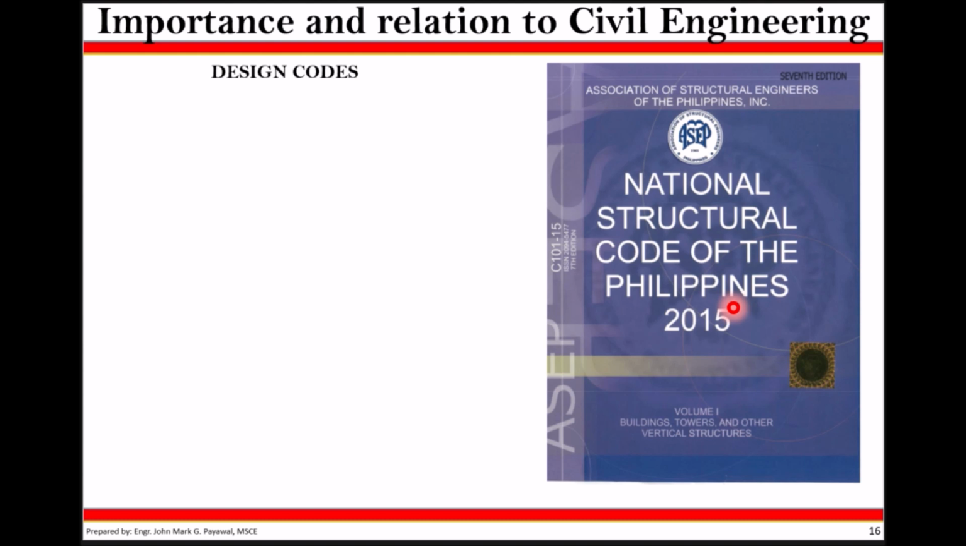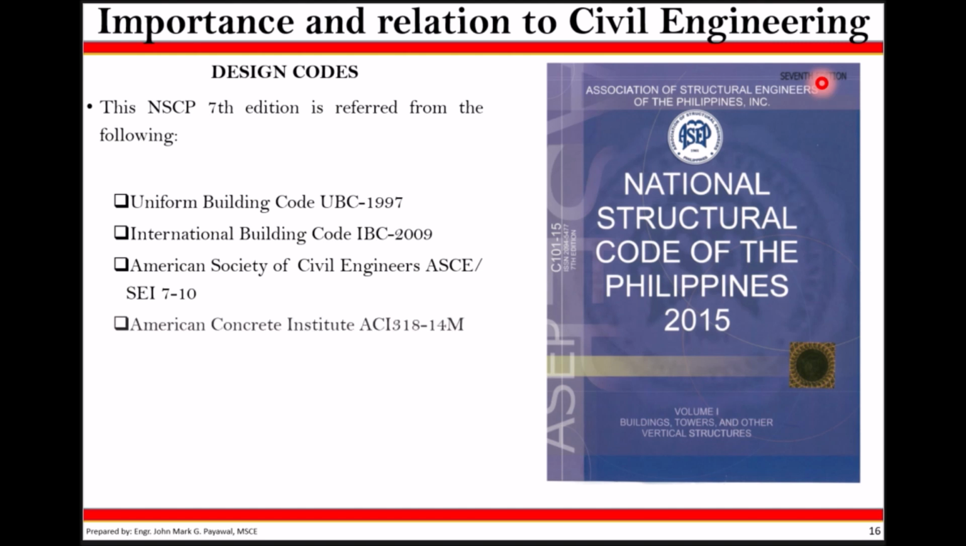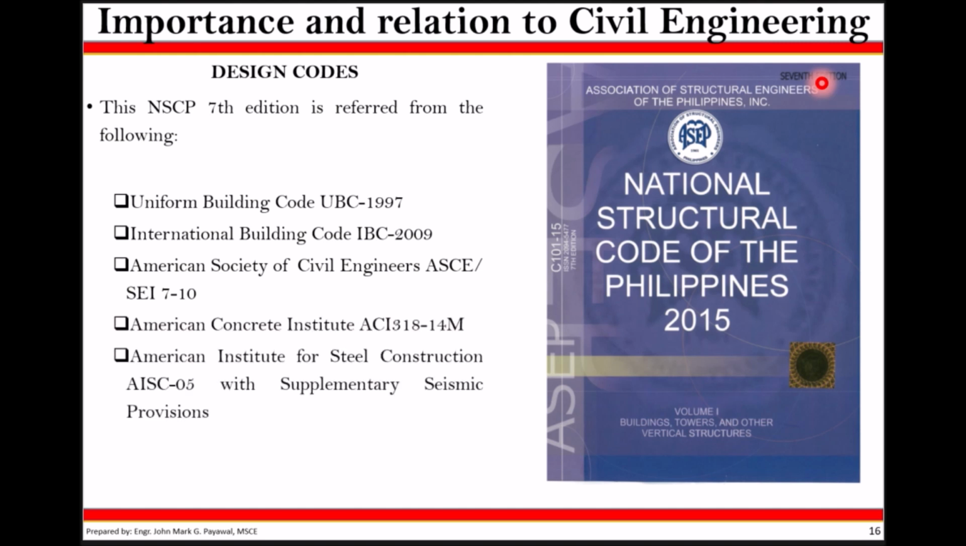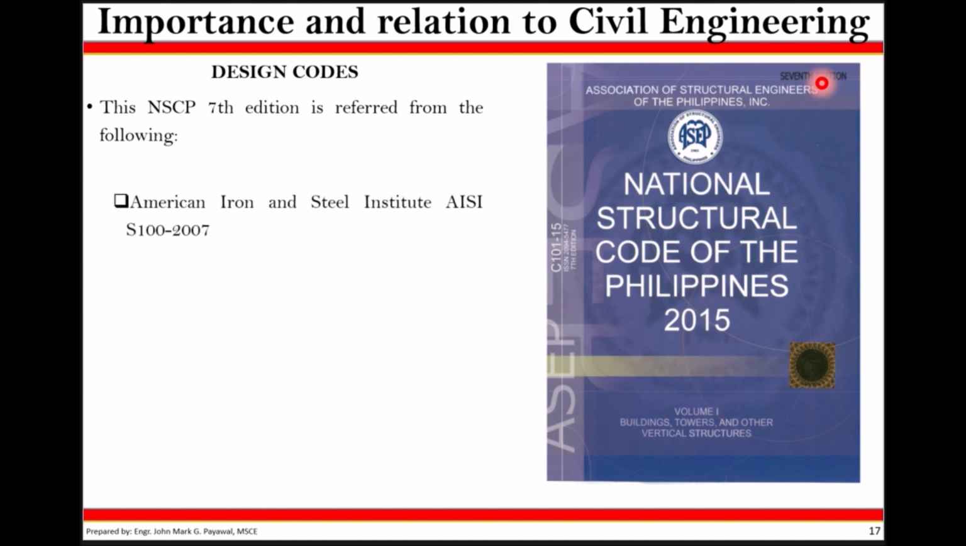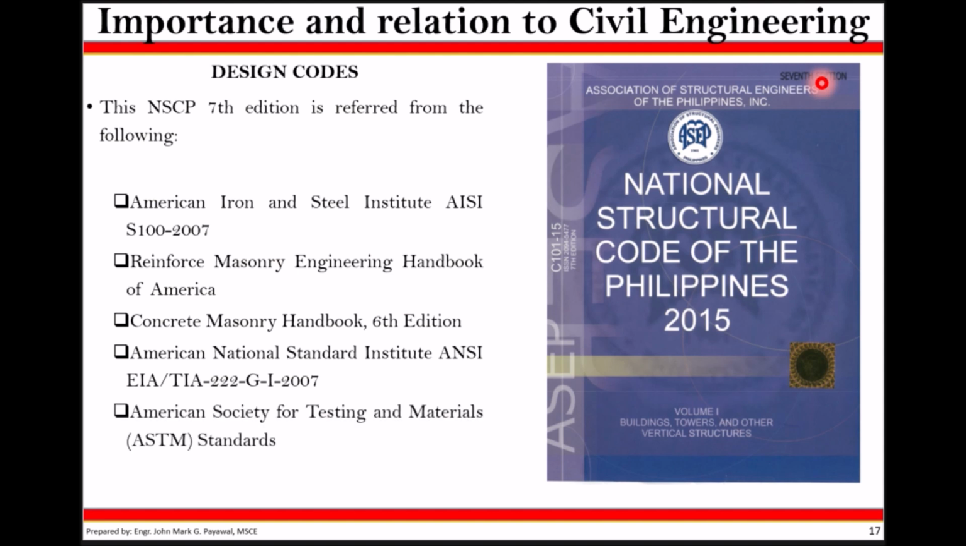Currently, we have the 2015 version of the NSCP, which is the 7th edition, that is an incorporation of many codes taken from other existing parameters. We have the UBC 1997, we have the IBC 2009, we have the ASCE, ACI, we have the AISC, also we have your AISI. Reinforced Masonry Engineering Handbook of America is also in NSCP 2015 as a reference. Concrete Masonry Handbook 6th edition, and American National Standards Institute, and of course your ASTM standards.